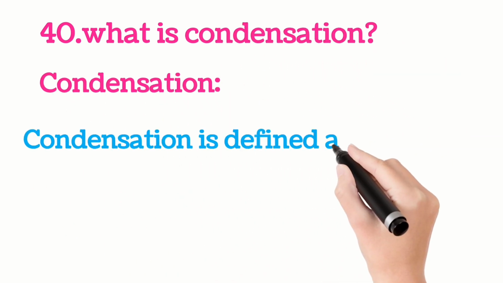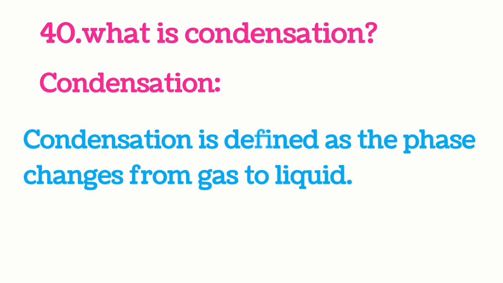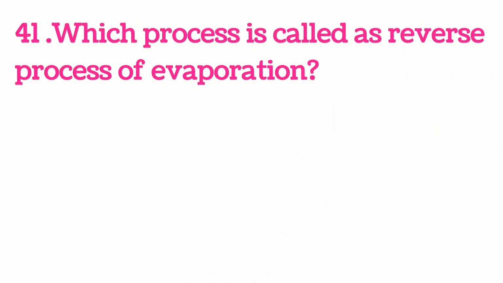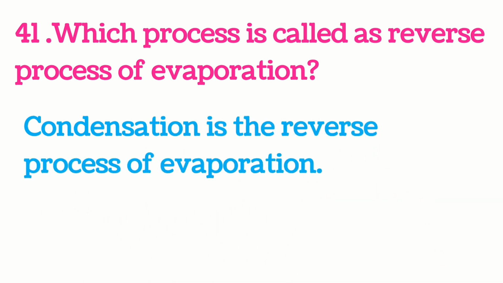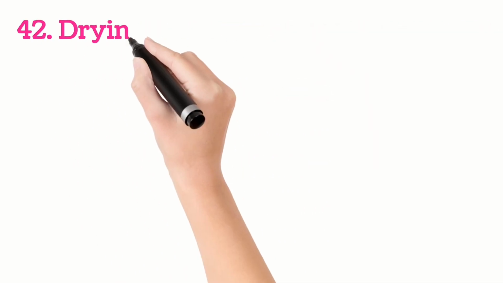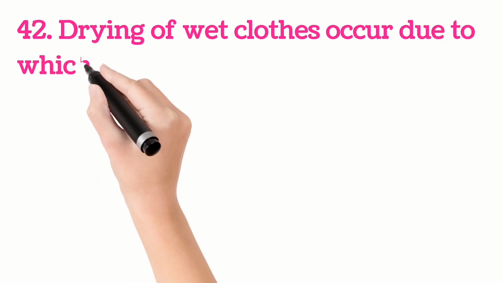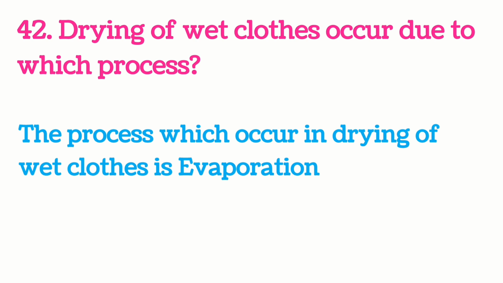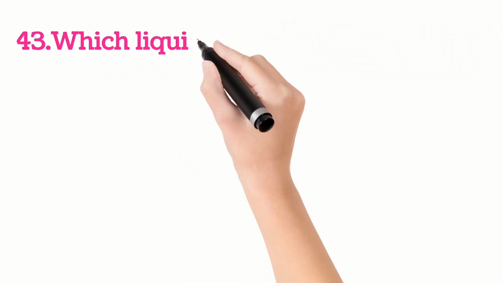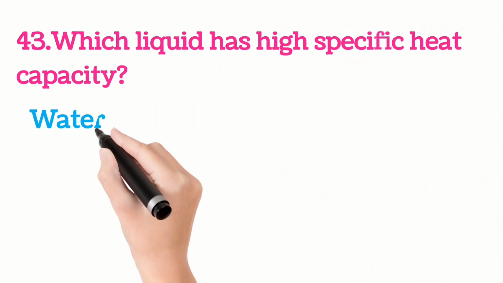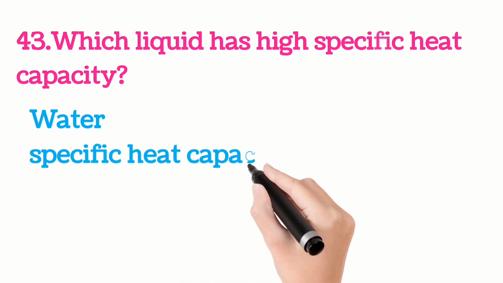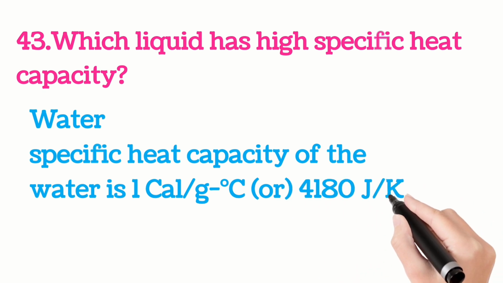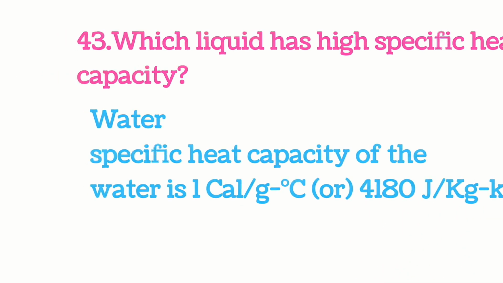What is condensation? Condensation is defined as the phase changing from gas to liquid. Which process is called reverse process of evaporation? Condensation is the reverse process of evaporation. Drying of wet clothes occurs due to which process? The process which occurs in drying of wet clothes is evaporation. Which liquid has high specific heat capacity? Water. Specific heat capacity of water is 1 calorie per gram degree Celsius or 4180 joule by kg Kelvin.